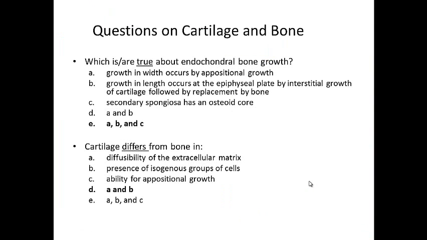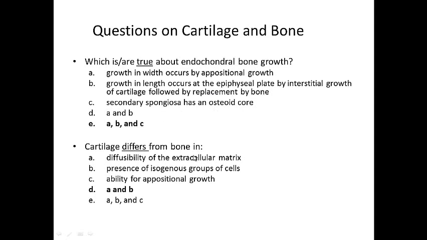A couple questions that may be of interest. Which are true about endochondral bone growth? Endochondral bone growth is where bone uses a cartilage model, and then bone develops from that. One answer is growth in width occurs by appositional growth. This is true. Growth in length occurs at the epiphyseal plate by interstitial growth of cartilage followed by replacement bone. True. So bone can grow by appositional growth. It cannot grow by interstitial growth. And secondary spongiosa has an osteoid core. True. So the answer is E.